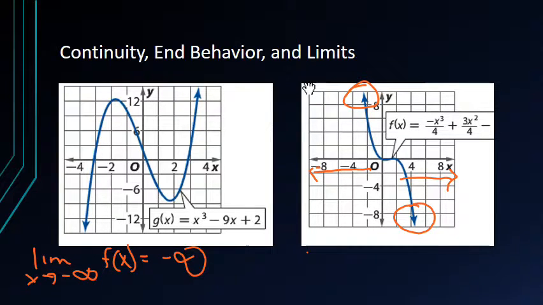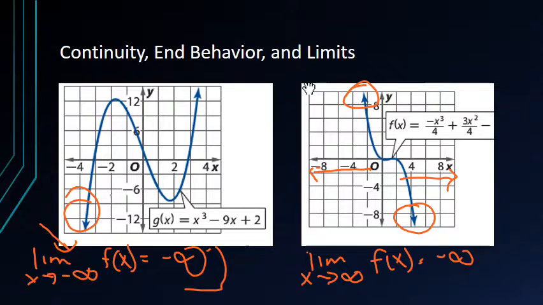And let's see, I wrote the right-hand side. Let me write the right-hand side of this one, I'm sorry. The limit as x is approaching infinity, f of x is going towards negative infinity. So what I wrote here for the limit pertains to the left end behavior of this graph. What I wrote for the limits here is relating to the right-hand behavior of this graph.